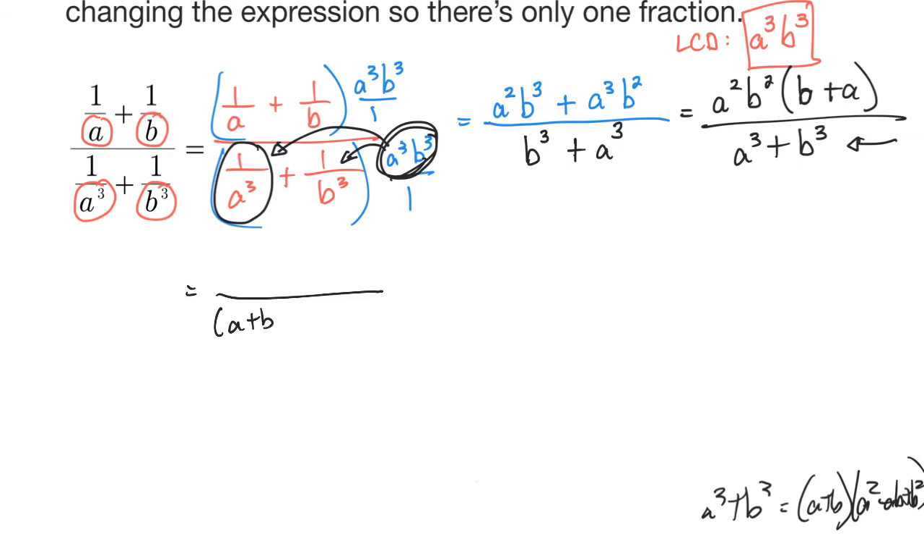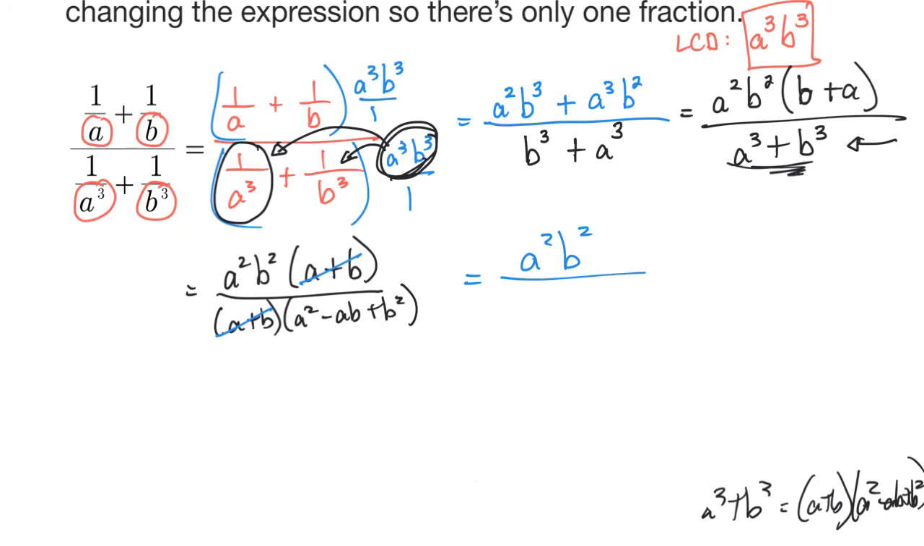So that's exactly what I have there, so I can write a plus b times a squared minus ab plus b squared. So that's what this bottom factor is. On the top I have a squared b squared and b plus a, or that's commutative, so I can write it as a plus b. You see what's happening now? I can cancel this and this, so my final answer should be a squared b squared over a squared minus ab plus b squared.